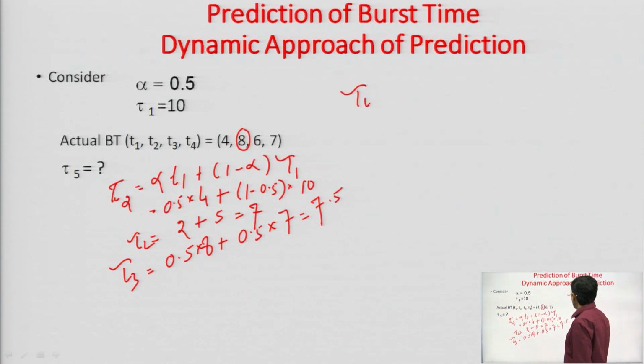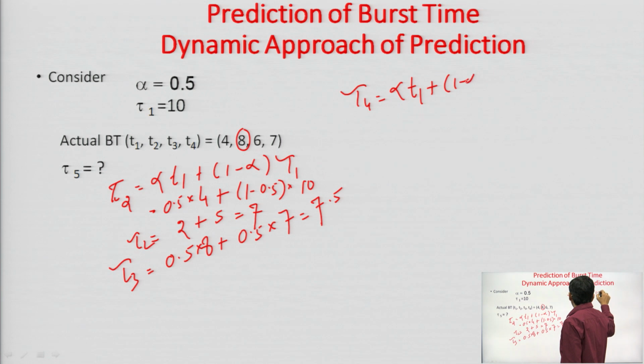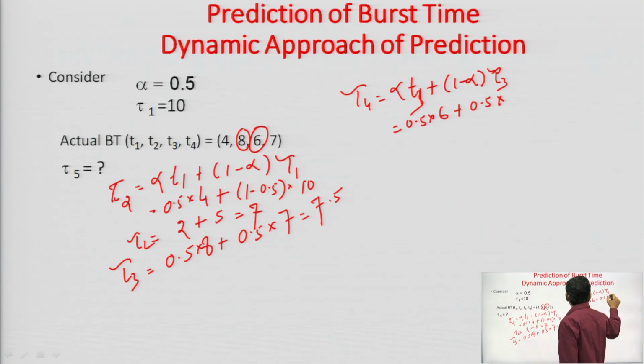Similarly, we can find out tau 4 as well. The value of tau 4 will be equal to alpha T3 plus 1 minus alpha tau 3. So, alpha is 0.5, T3 value is 6, plus 1 minus alpha into tau 3, that is 7.5. Okay. So, this value is 3 plus 3.75. So, this is 6.75.